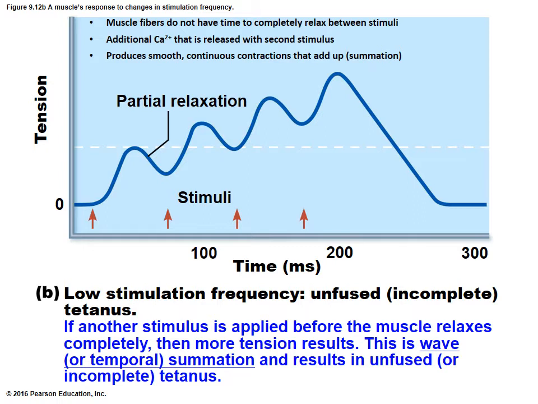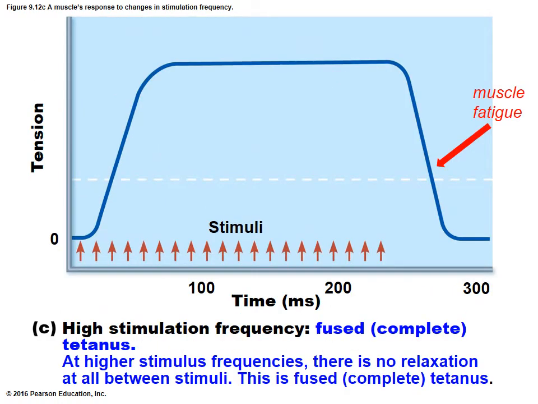Now, what if we take the same scenario of exposing the muscles to a stimuli, but instead of doing it at a low stimulation frequency, how about we do a high stimulation frequency? So we're going to go ahead and move those red arrows closer together, and we won't allow the muscle enough time to relax or rest in between stimuli. So here's that little scenario. So this is an example of a high stimulation frequency.